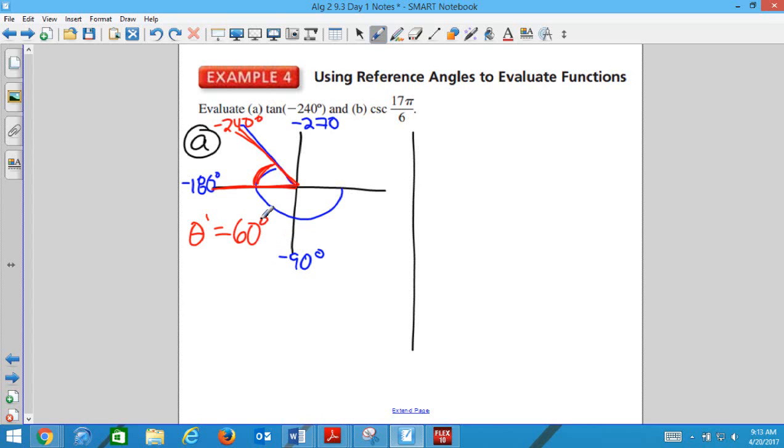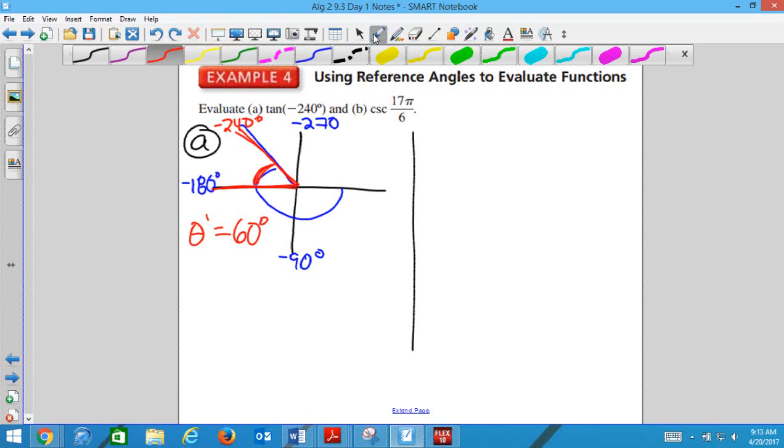60. Positive 60, because reference angles are always positive. So that's step 1, find the reference angle. We're going to put a little step 1 in there.